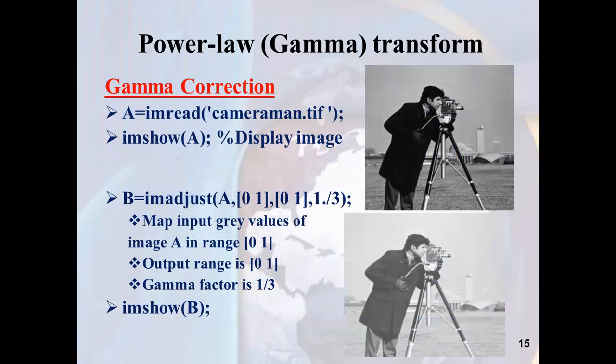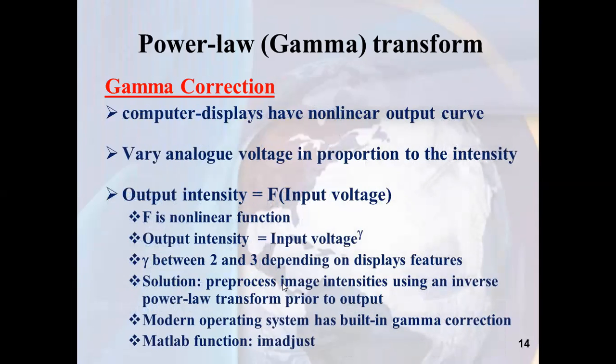We did imadjust. Imadjust the image A, [0 1], [0 1], 1/3. We map the value of the image A in range 0 to 1, 0 to 255, the same output range also 0 to 1, and I took a gamma factor of 1 over 3 because I am taking the power. So here if I am taking the power 2 that we are seeing.